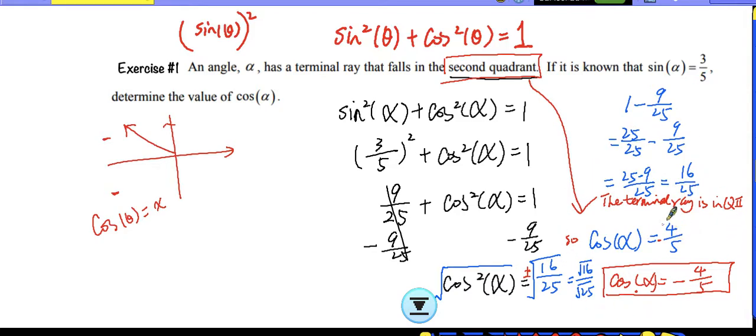Sorry, it's kind of crowded here, put everything here. But it's one thing I want to remind you: before you write down the final answer, always go back to check the terminal ray, where the terminal ray is, and then you're going to determine it's going to be negative or positive. Okay, one more example, then we are finished.